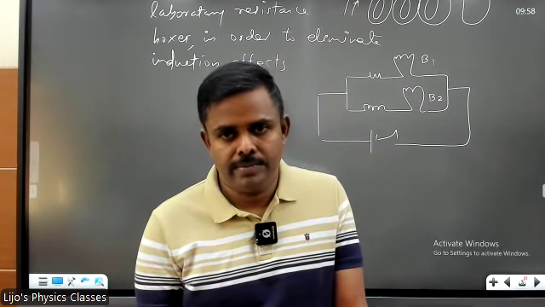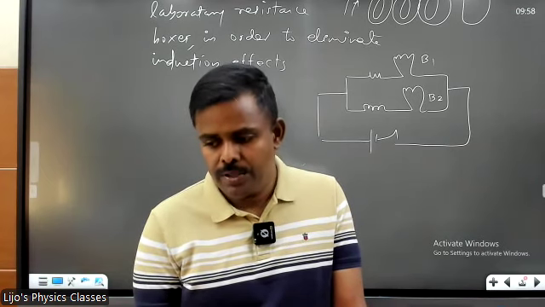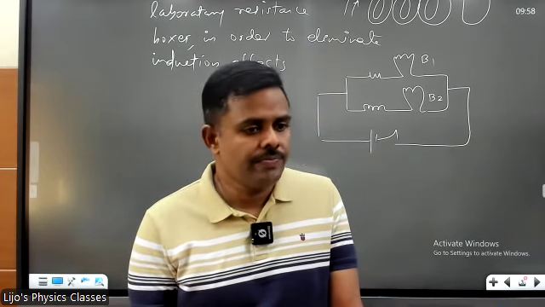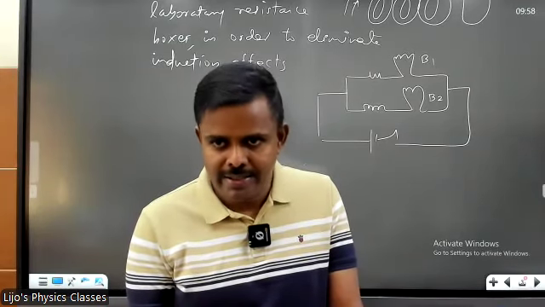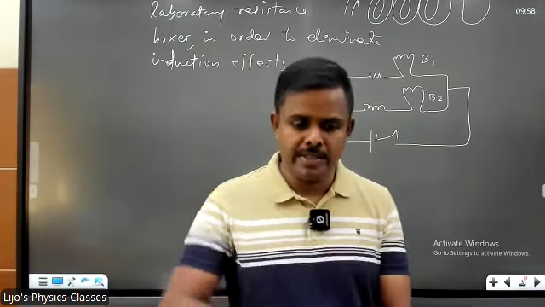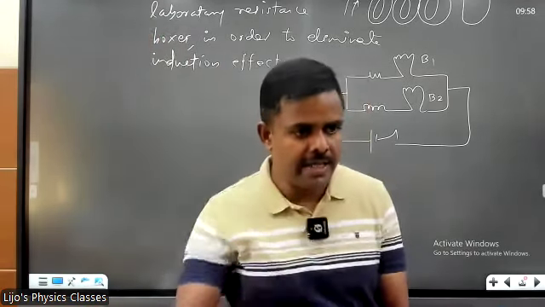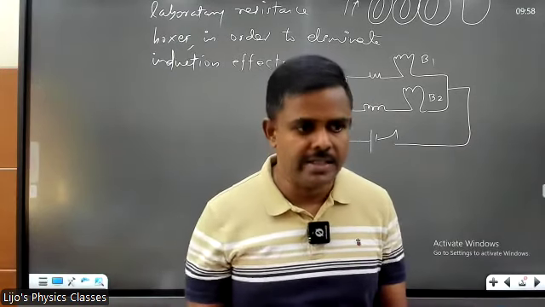Inductance opposes them. In the case of bulb B2, when there is growth or decay of current, inductance opposes them. When there is growth, that is opposed. When there is decay, that is also opposed. That is why we call it inertia of electricity, right?